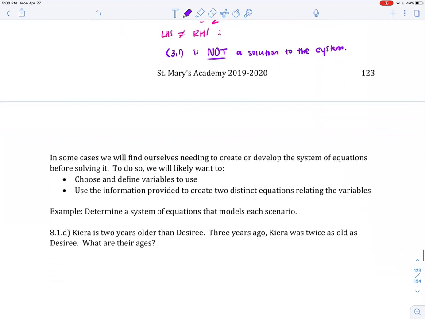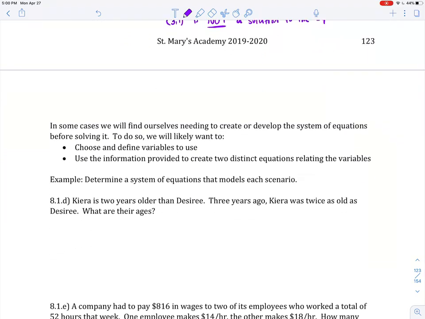We're also going to look at developing equations from contextual situations. We're not going to actually solve these particular scenarios, but we're going to create the system of equations that models each scenario. When we do that, we're going to have to choose and actually specifically define the variables we're using. And when we choose our variables, we want them to be meaningful variables. We don't just want to use x and y for the sake of using x and y. They should be linked to what we're actually finding. And then, from the information provided in the context, we'll create our equations.